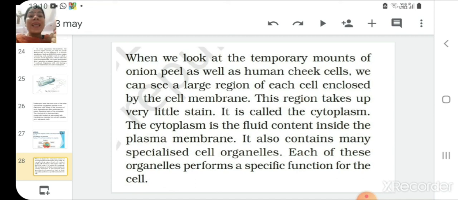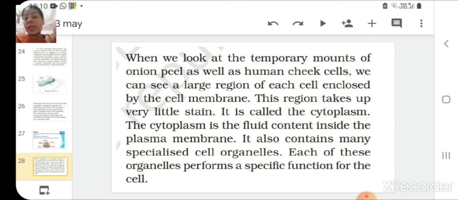This region takes up very little stain. When you stain the cell with safranin, methylene blue or iodine solution, you will see that this particular region gets very less stain. It is called the cytoplasm. The cytoplasm is the fluid content inside the plasma membrane. It also contains many specialized cell organelles. Each of these organelles performs a very specific function for the cell.